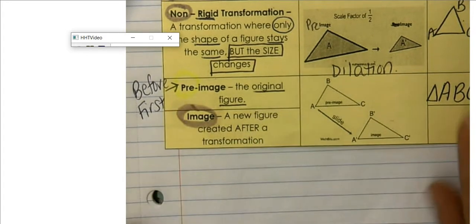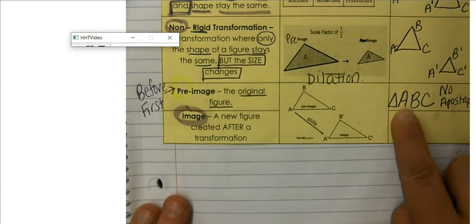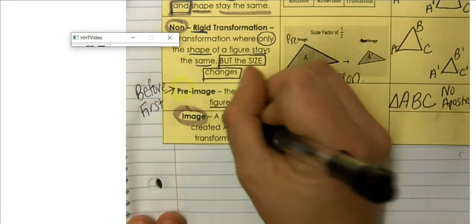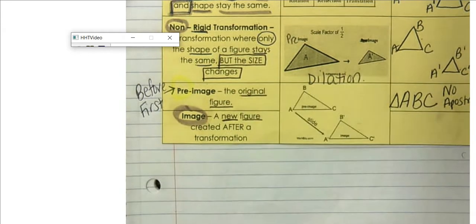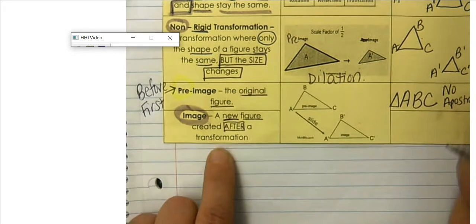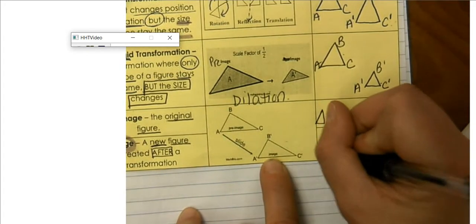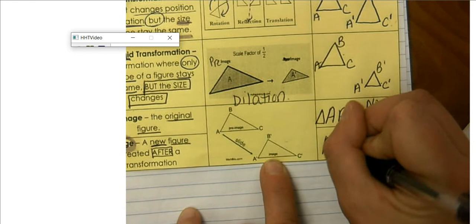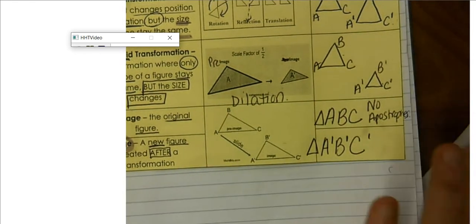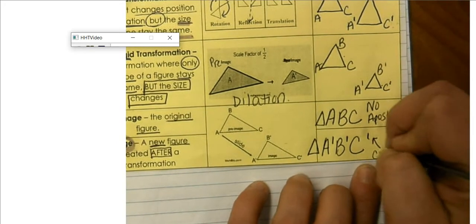And what we're used to is just identifying or naming a shape without apostrophes. Then it changes and we create a new figure. And when we label it, it's the new figure that we are identifying after a transformation. And so after this transformation, we would label this A prime, B prime, C prime. You would have apostrophes there. This apostrophe means that it comes second.